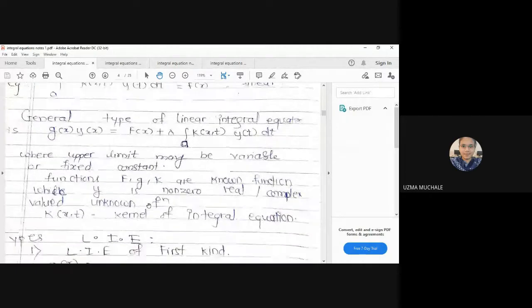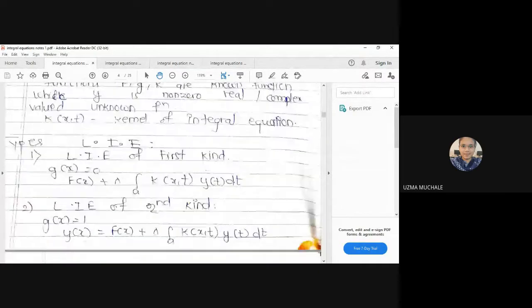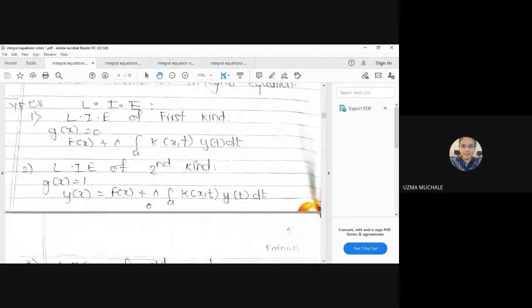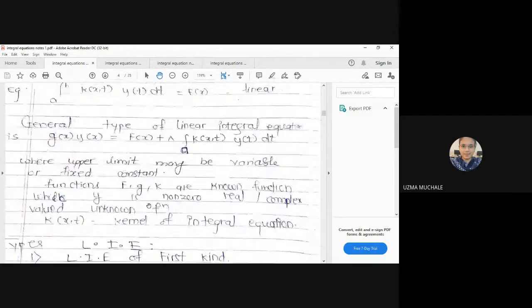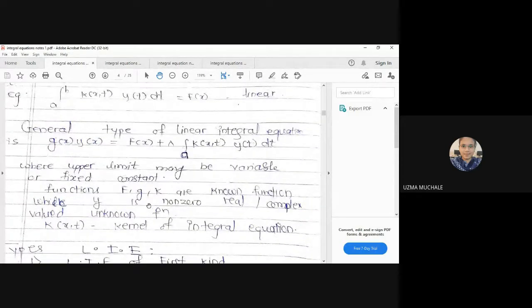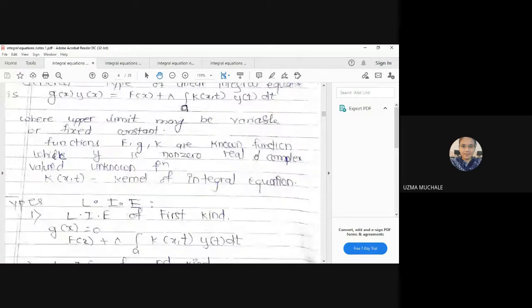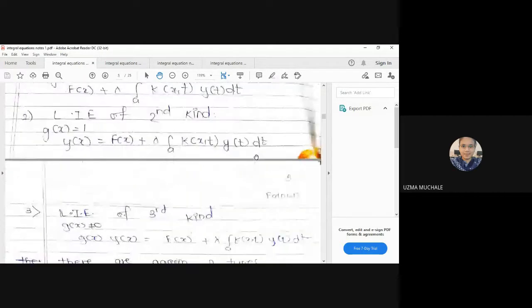Then we have seen the types of linear integral equation. Linear integral equation of the first kind, in which g of x is 0. Here we have been provided with the general type of linear integral equation. Okay, what is the general type of linear integral equation? g of x y of x is equal to f of x plus lambda integration from a to, here the upper limit may be variable or constant, k of x t y of t dt. Okay, these are the types of linear integral equation.